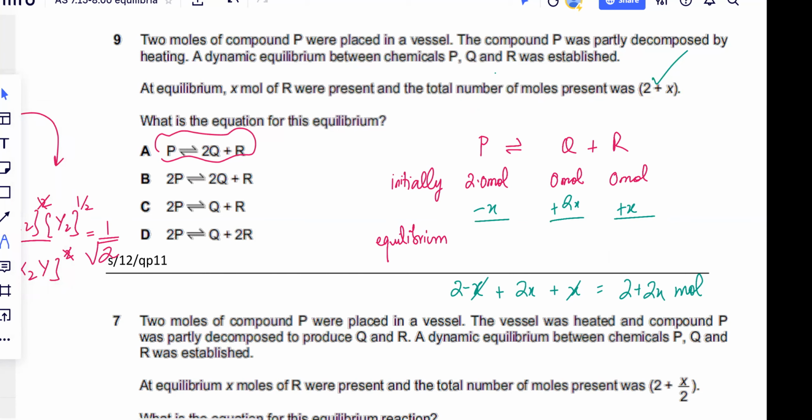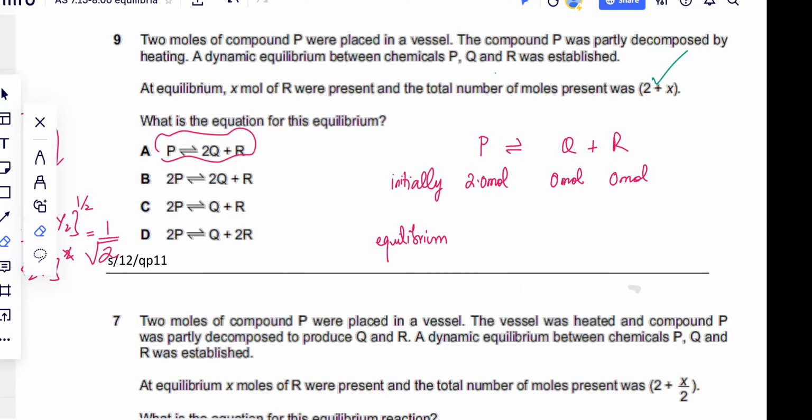So at equilibrium, the mole ratio is going to be different. So let's do the second equation, which hopefully is the answer. As that one, the ratio is different. It's 2P, and there's 2Q and R. So everything changes now. And he said that at equilibrium, X moles of R were present. So there's an X moles present over here. That means an extra X moles got produced in the reaction.